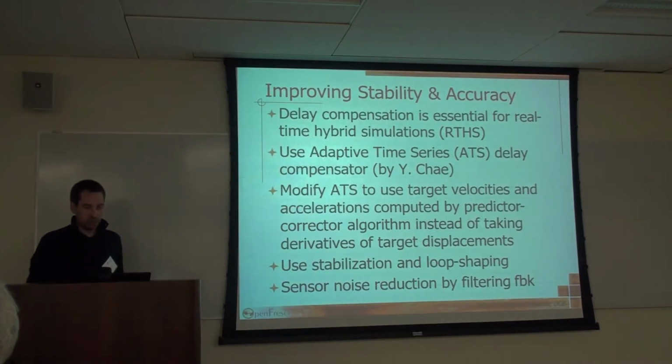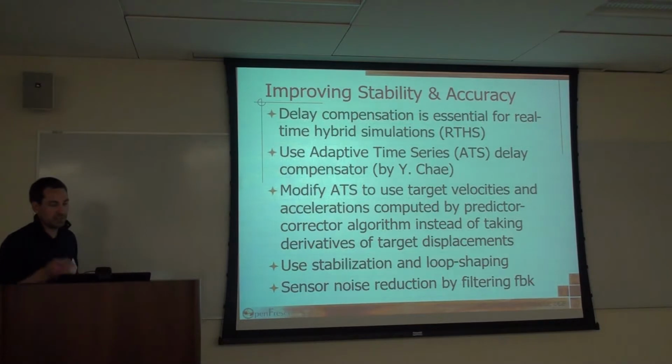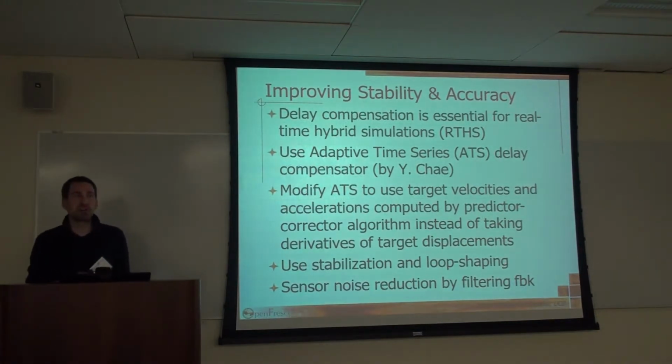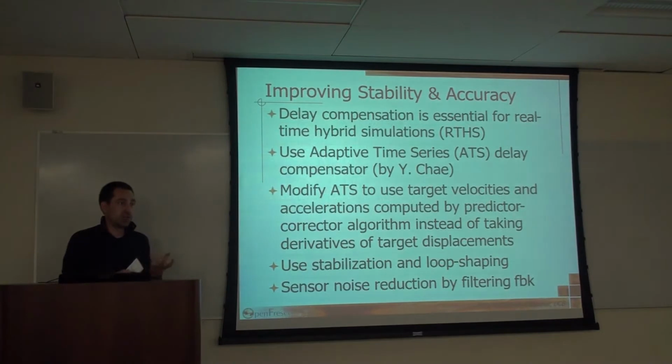Then other things we can do is use stabilization and do some loop shaping, kind of like what Shangao was showing in the previous talk. And what is also important is sensor noise reduction by filtering feedbacks. So if our feedbacks have a lot of noise on them, we want to try to get rid of that so we're not feeding it back.